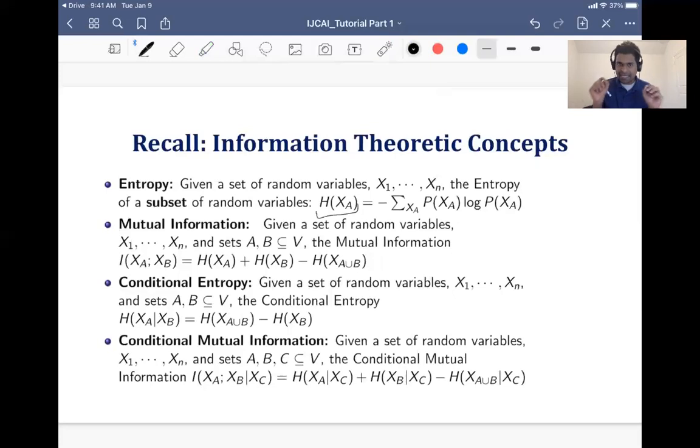Given two subsets A and B, you can define the mutual information between XA and XB. This is the standard, entropic mutual information. You can define the conditional entropy, which is H of XA given XB. And finally, you can define the conditional mutual information, which is the mutual information of XA, XB given XC.